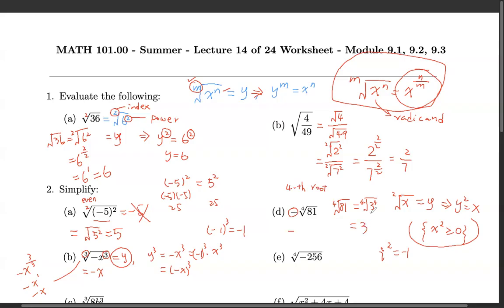Now we can think of rational exponents. The index and the power are the same, so 4 divided by 4 is just 1. So this equals 3. But we have to carry the negative sign with us. So the answer for this is -3.